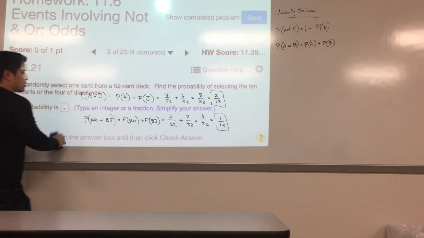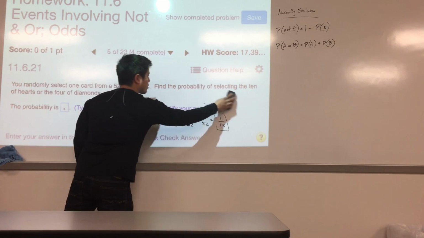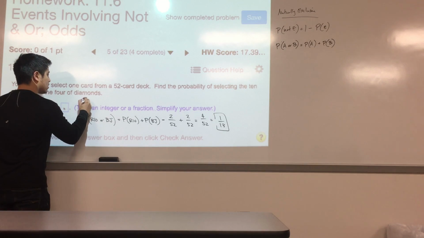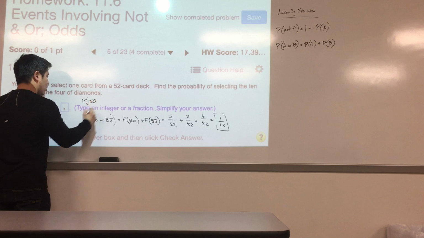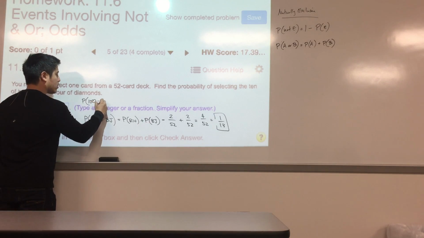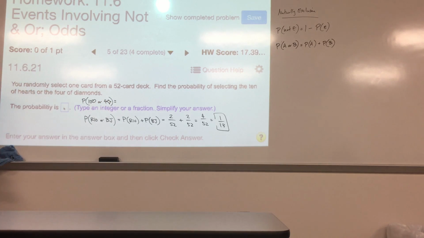I'm going to erase, let's say this one. We got an example there, okay? You randomly select 1 card from a 52 card deck, okay? Same kind of setup. Find the probability of selecting the 10 of hearts, or 4 of diamonds. You with me so far?